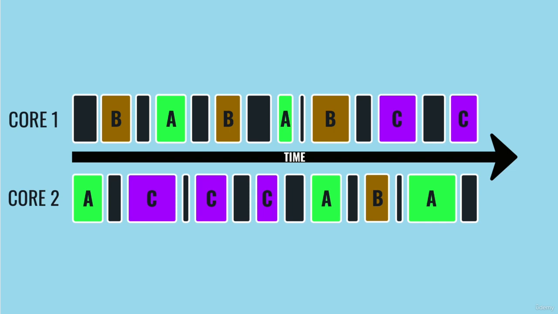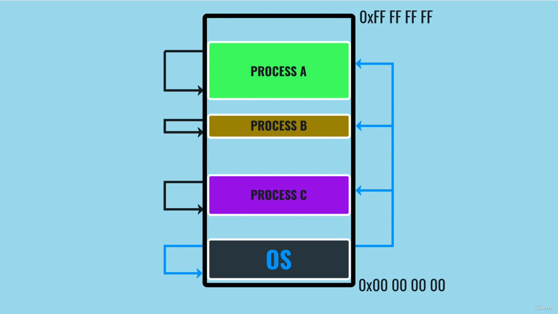Alright, so processes not only share the CPU cores, they of course must also share the system memory. It's the OS's job to regulate the process's use of memory to ensure that each process doesn't interfere with the portions of memory used by other processes and by the OS itself. Here, for example, the processes A, B, and C have been allocated their own portions of system memory.